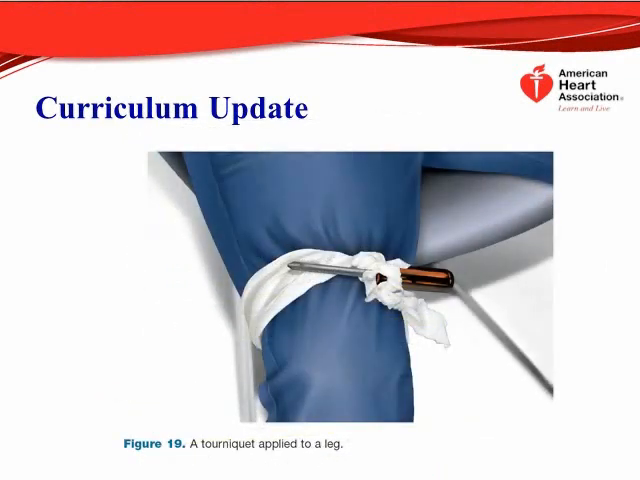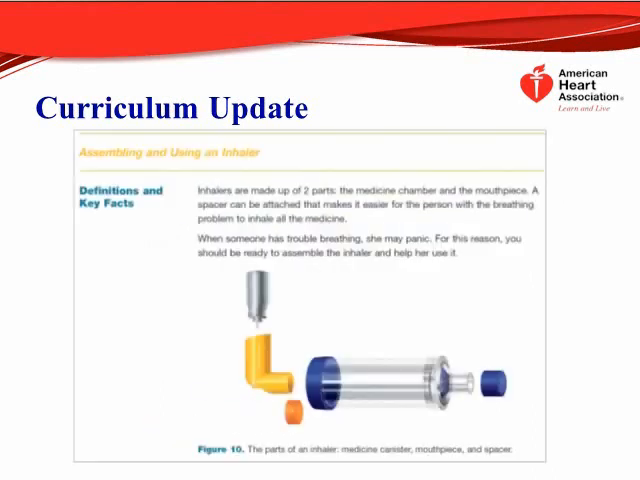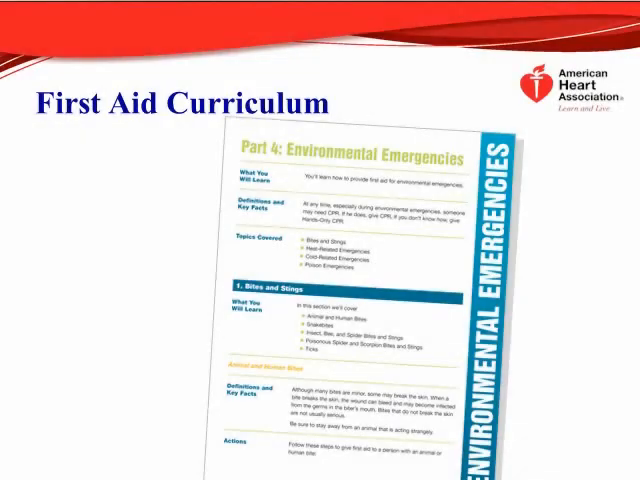You'll also see other new first aid content included in both the video lessons and student workbook, including use of tourniquets, how to assemble and help with an inhaler, and expanded information on heat emergencies that covers heat cramps, heat exhaustion, and heat stroke. This new content is for students to learn and understand. However, the content is not included in psychomotor course objectives and is not included in skills testing.